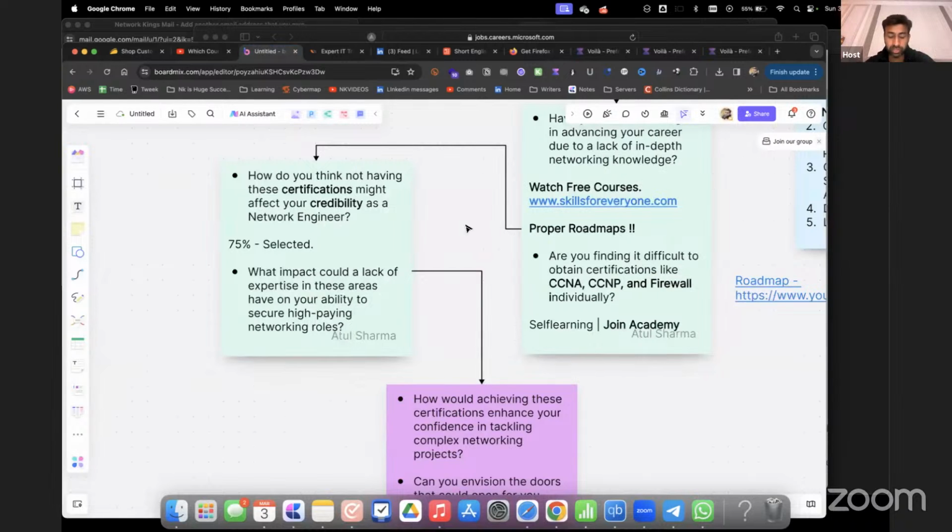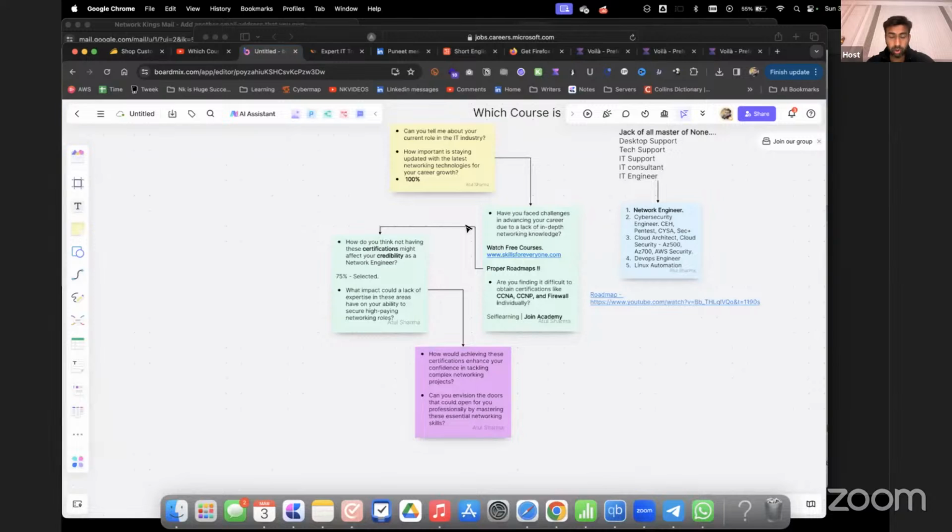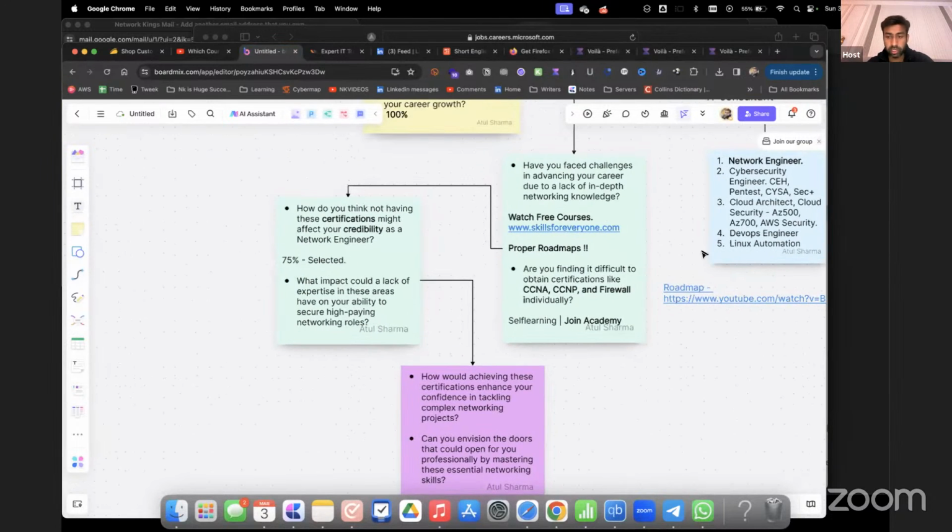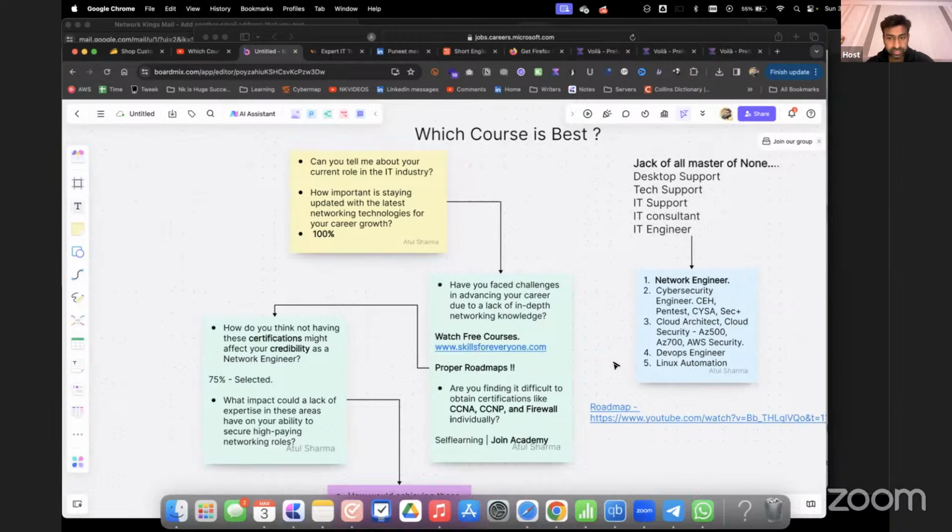Okay, so let's repeat what we discussed. We discussed the role, that in normal job roles there are no very high salaries because they are the jack of all, master of none people. But if you become the top IT guy, the core expert of any particular domain, then you will kill that problem, right? So have you faced challenges in advancing your career? Then you watch the free courses from Skill for Everyone, prepare a roadmap, and then you choose the academy, whether you choose Networkings or whatever.